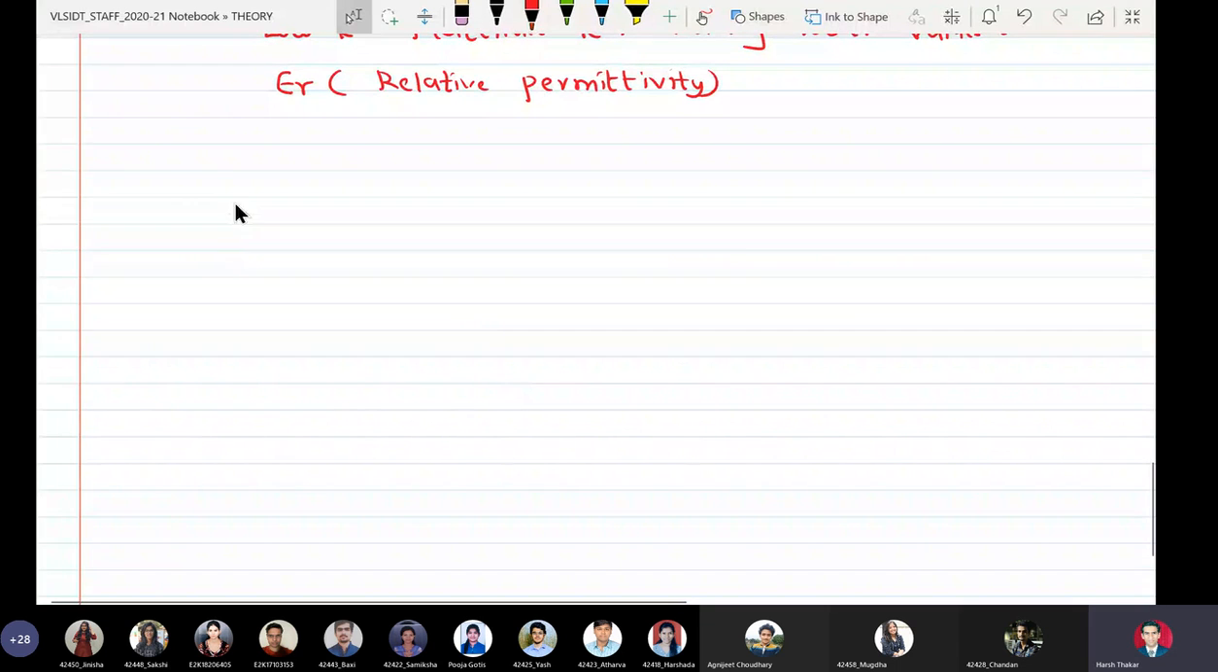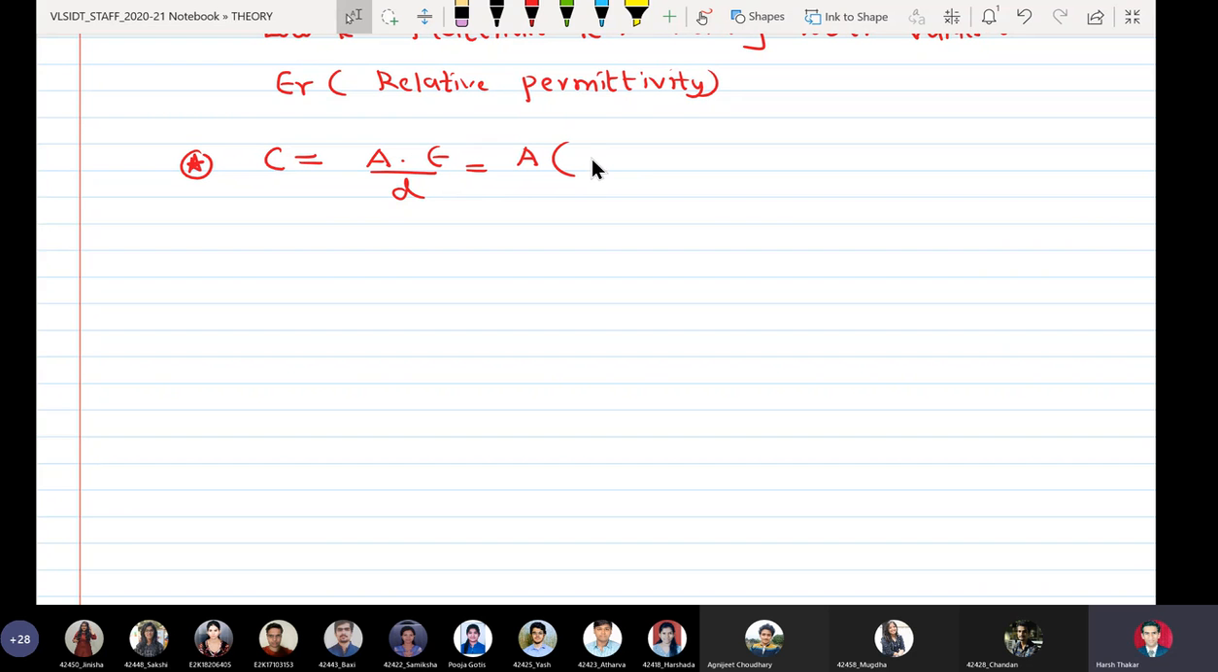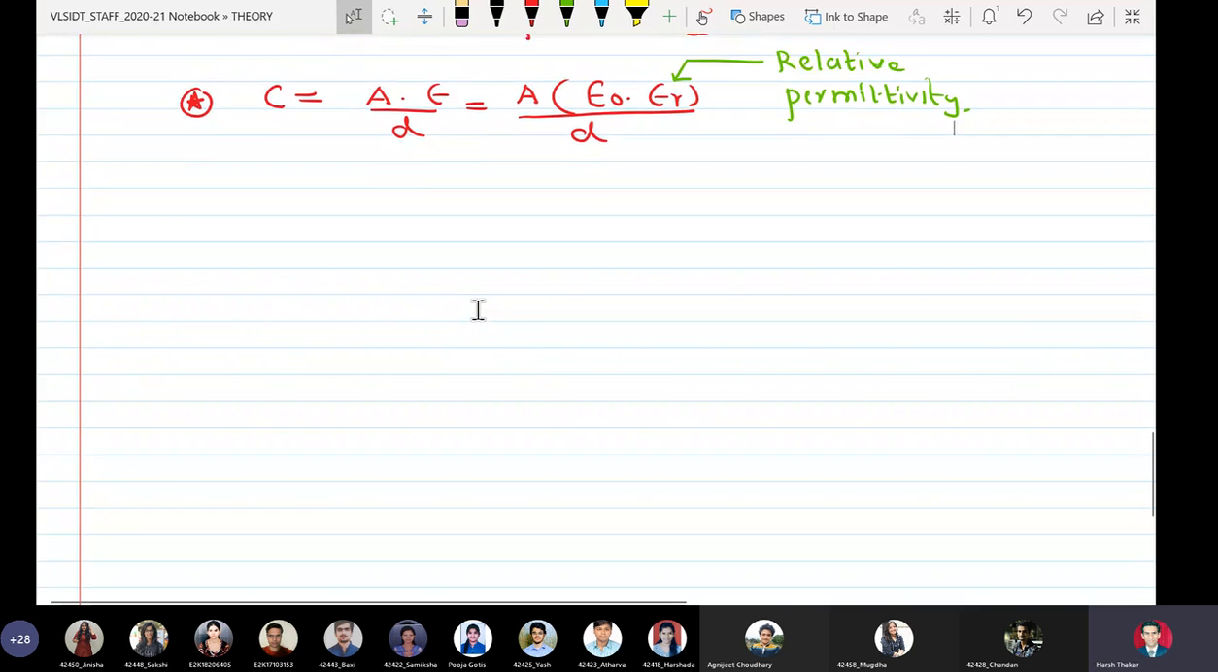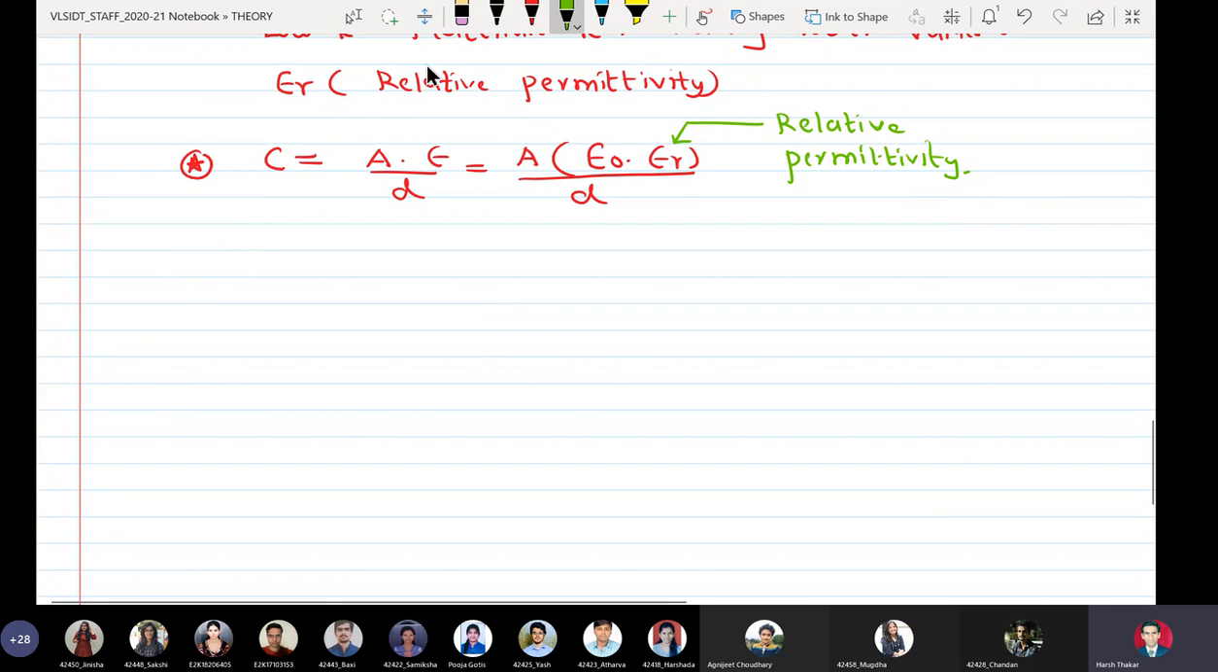So in the yesteryears, you know that C is equal to A epsilon upon D, which is equal to A into epsilon 0 epsilon r upon D. So here this epsilon r is known as relative permittivity. Okay.